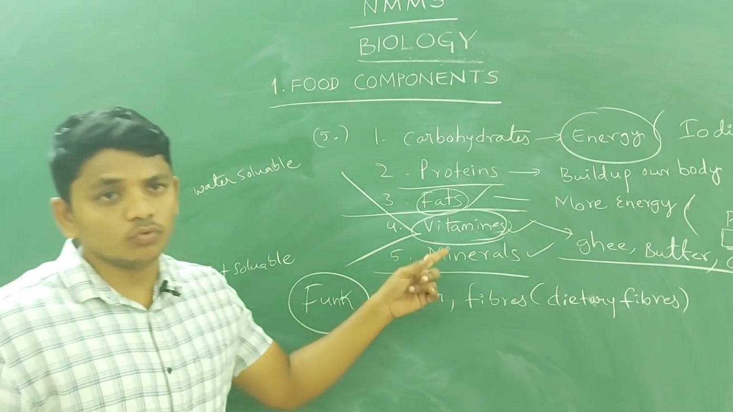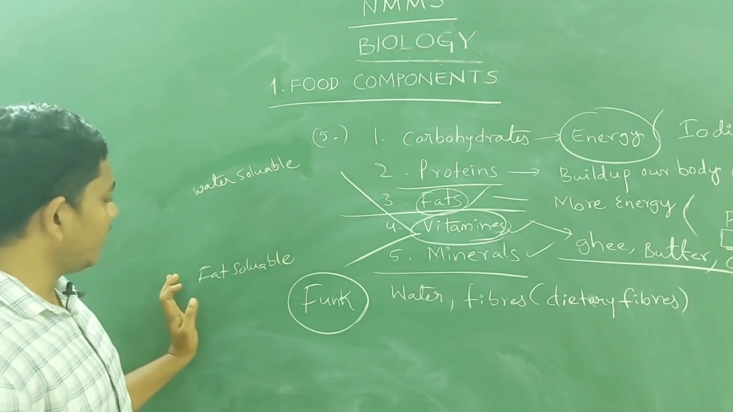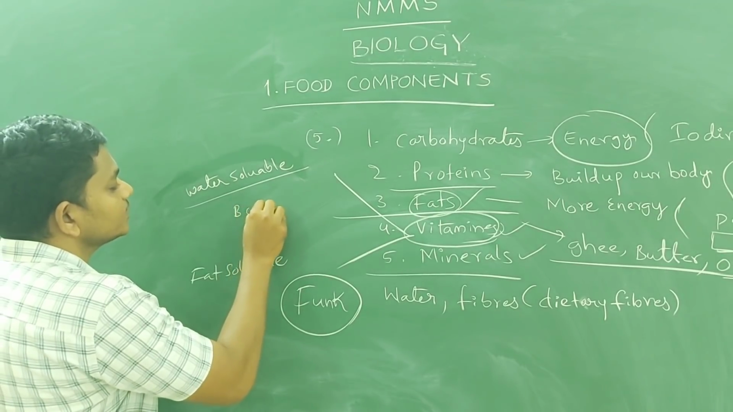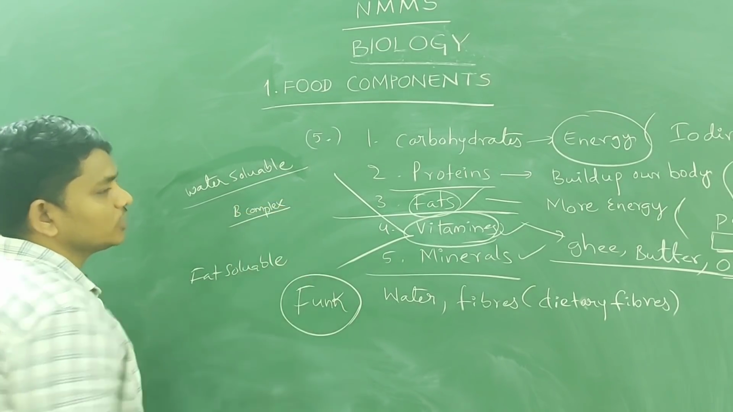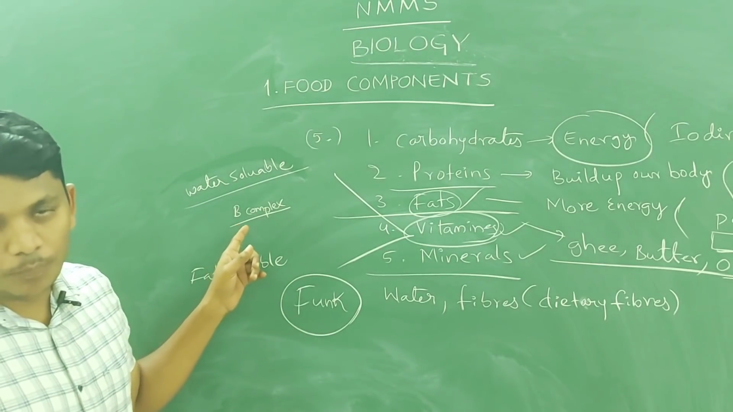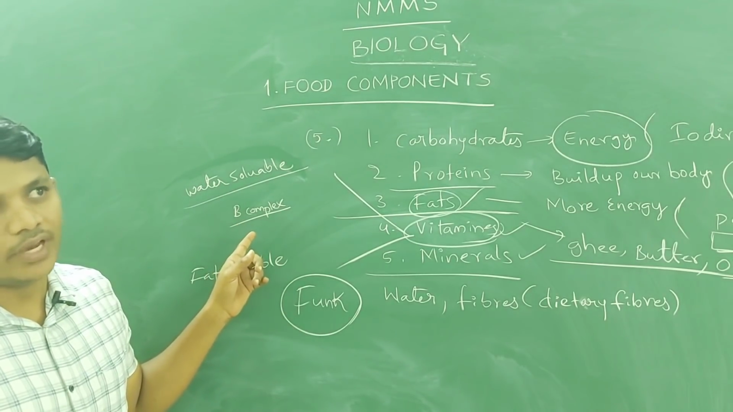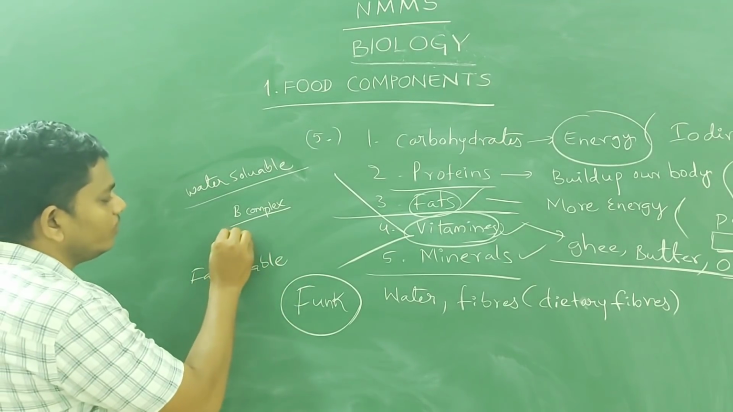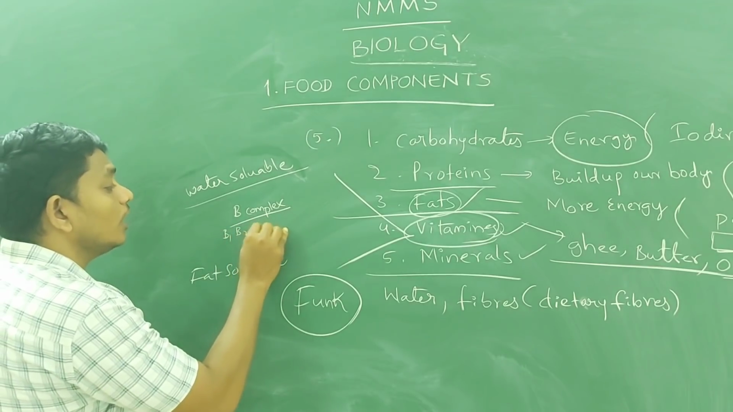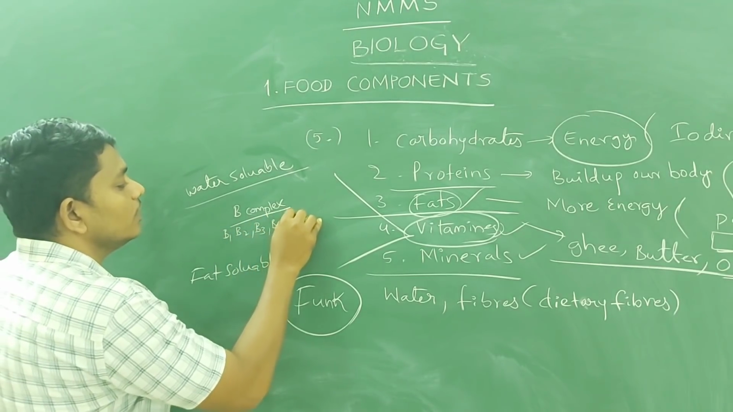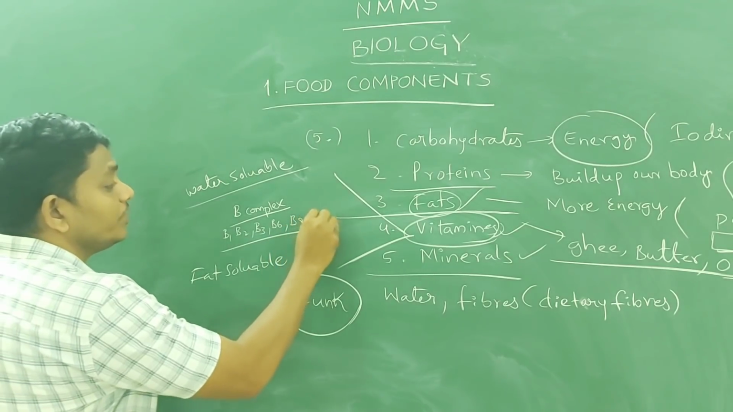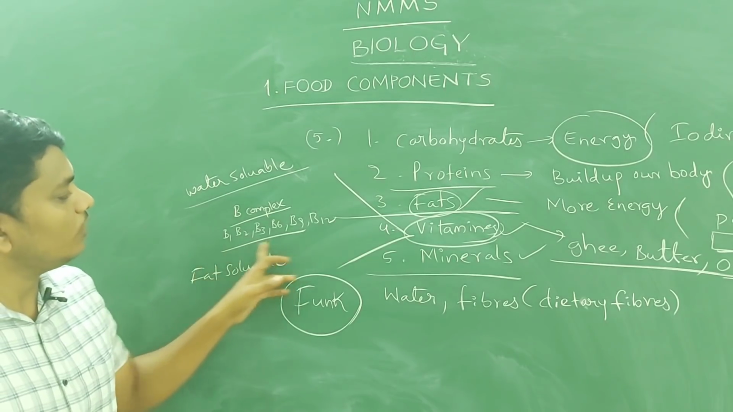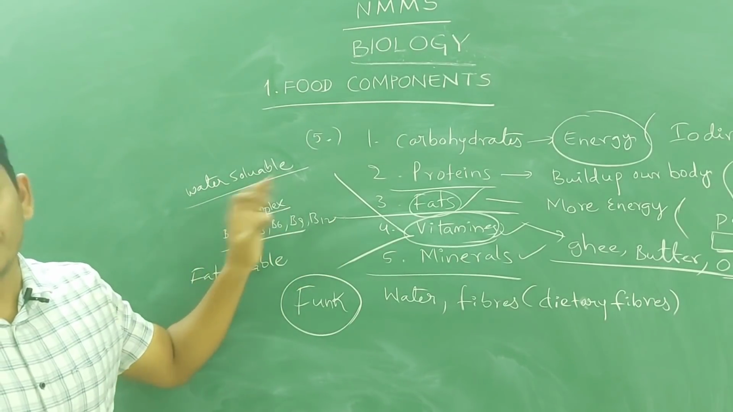So here vitamins are of two types: water soluble vitamins and fat soluble vitamins. Water soluble vitamins are B complex, which means B is a vitamin, but within the B vitamin we can see different types, like B1, B2, B3, B6, B9, and B12. The B vitamin is in different types. That is why all these vitamins are considered B complex vitamins.